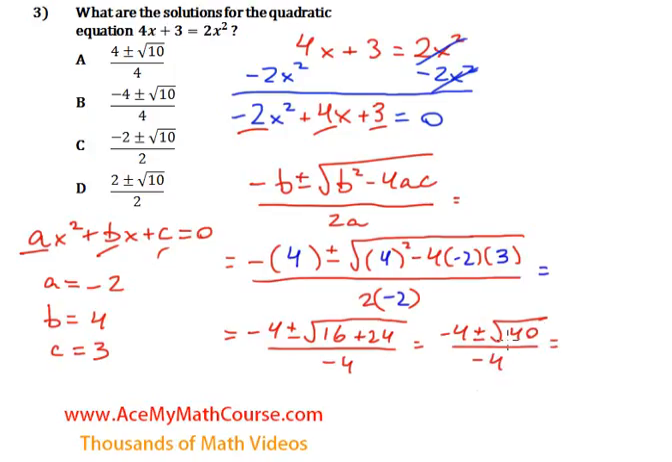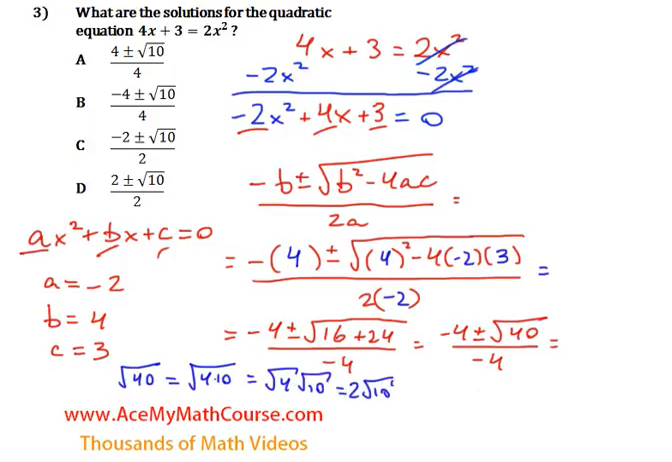And now, note one important thing. The square root of 40, I can simplify this. I can make it into a mixed radical. Why is that? Because 40 is 4 times 10. So I can break it down into square root of 4 times square root of 10. And the root of 4 is 2. So we have 2 root 10.